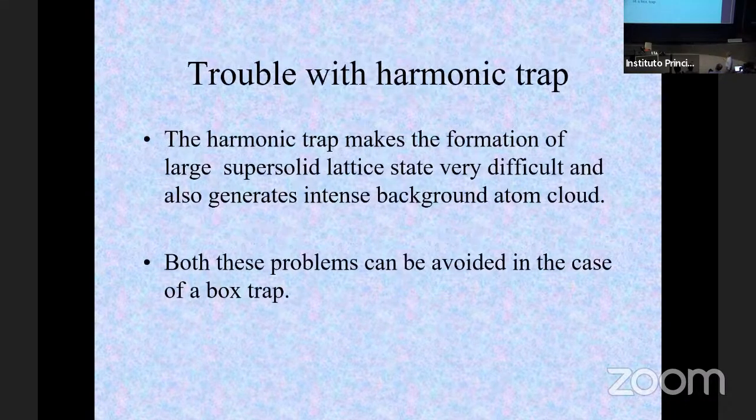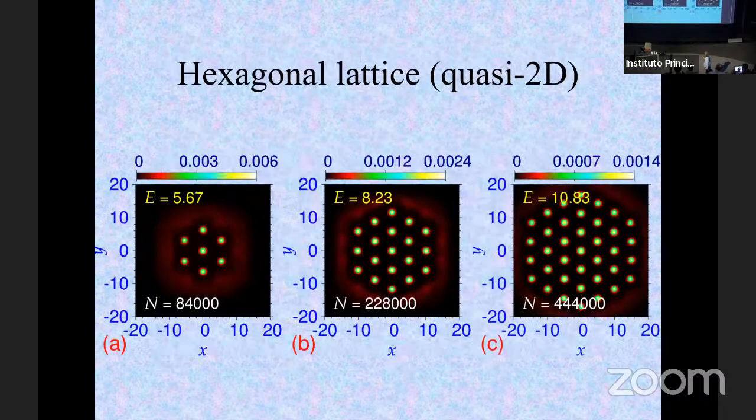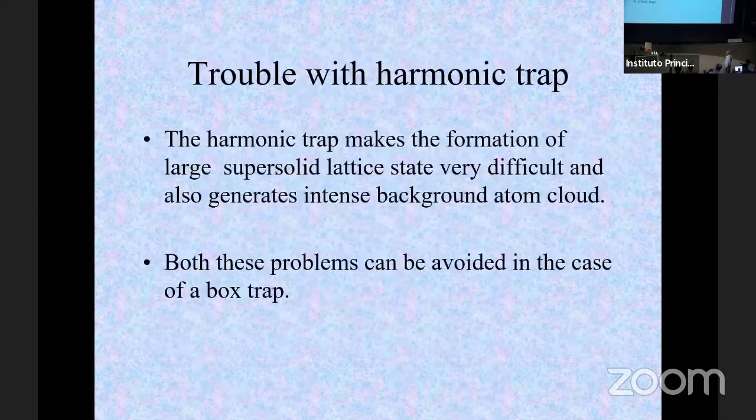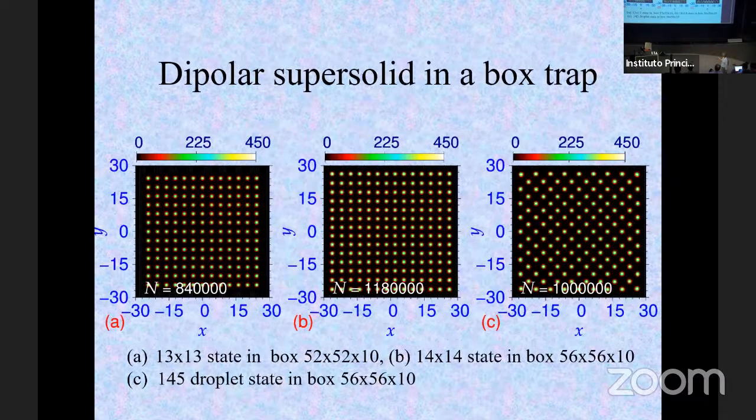But there is trouble with a harmonic trap. The harmonic trap makes the formation of a large supersolid lattice very difficult and many times generates an intense background atom cloud. So you will see that there is a red cloud here around these things. This can be reduced by taking a box trap. So I give some results of the box trap.